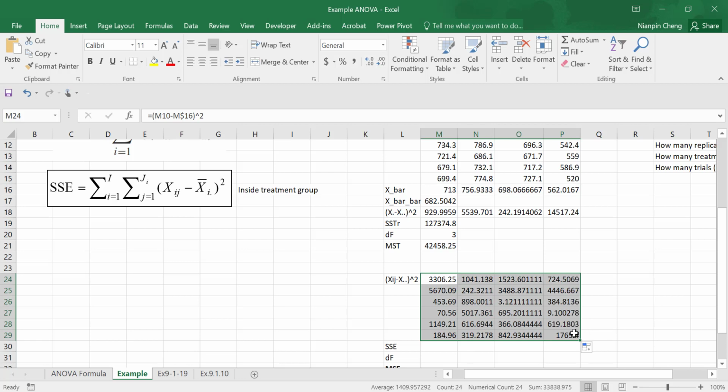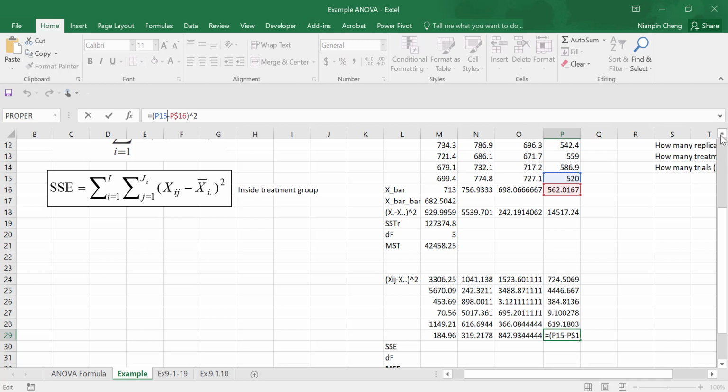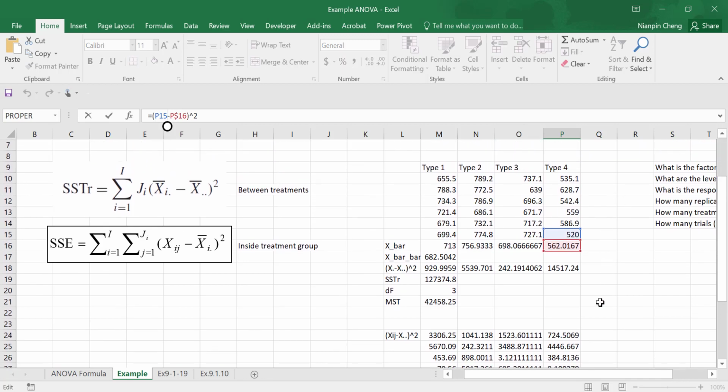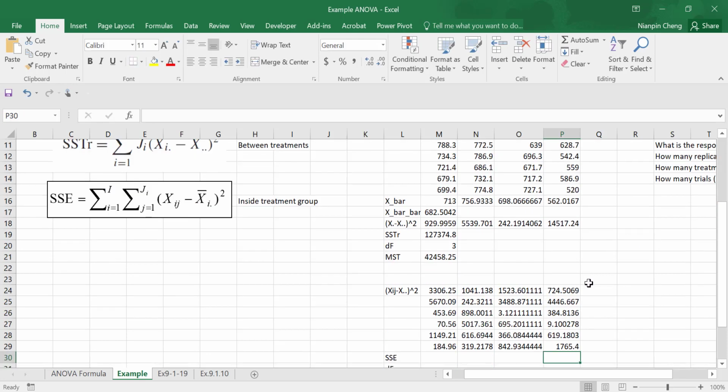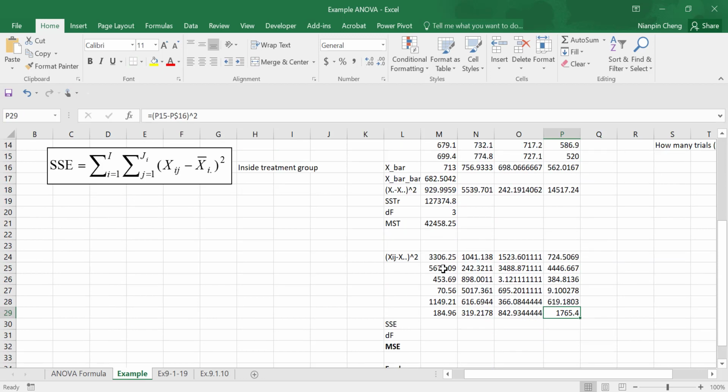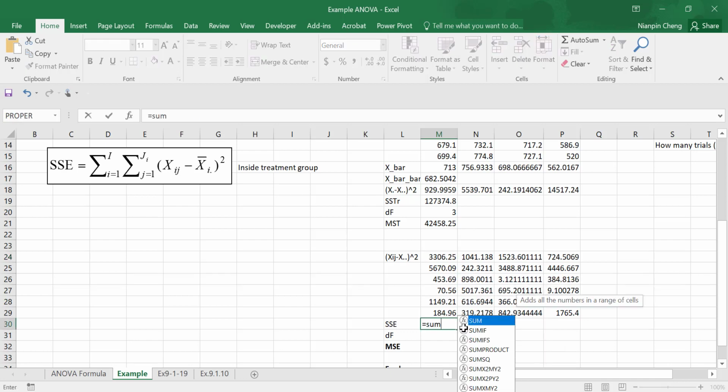Okay, it's always a good idea to pick one to check: is this formula correct? The last one is this value, type 4, the last value compared. So minus its own average, okay? And then square. So this is the correct formula. So we calculate for each value how far away it is from its own mean, so the variation within the group. And then we can add them together.